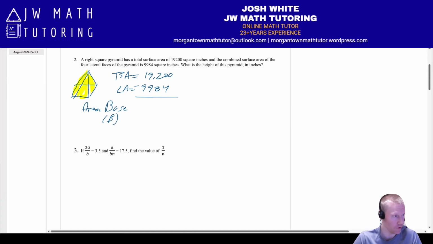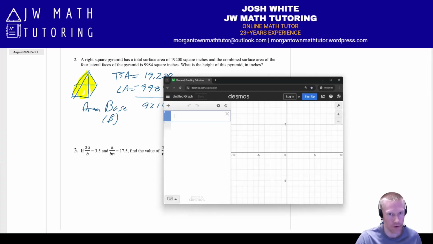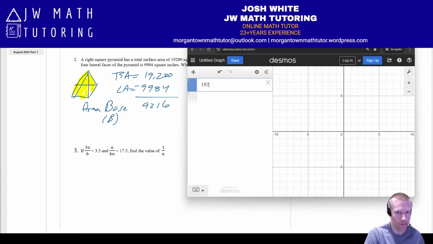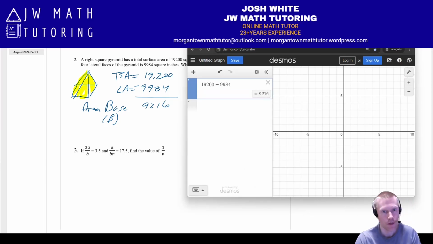Specifically, this base is a square. So if you go ahead and subtract that, you should get 9216. Let me just actually do the calculations as we go through, just to confirm I'm reading my handwriting correctly. All right, yep, 9216. So now we can take the square root of that number, and that will tell us the length of each side of the base, because the base is a square.